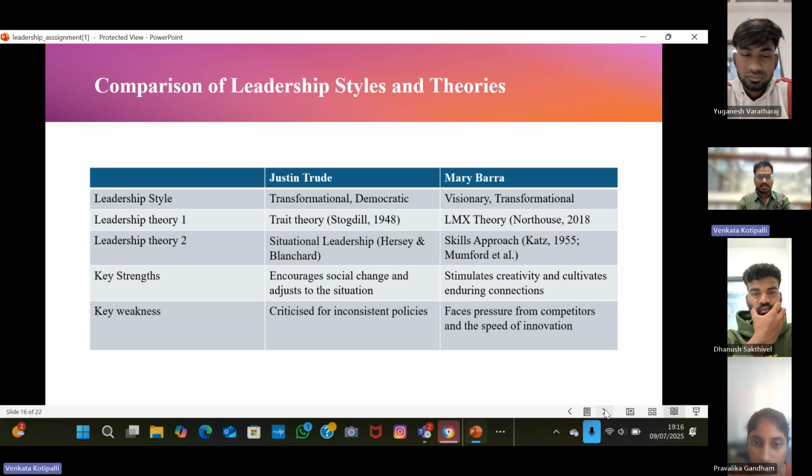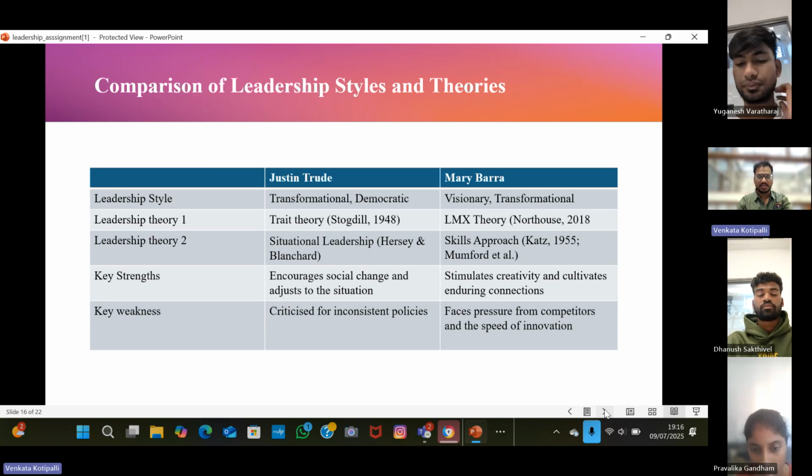Leadership theory 2: according to Justin Trudeau, situational leadership, Hersey and Blanchard. According to Mary Barra, skills approach, Katz, 1955, Northouse, etc. Key strengths: compared to Justin Trudeau, it encourages social change and adjusts to situations, while according to Mary Barra, it stimulates creativity and cultivates enduring connections.